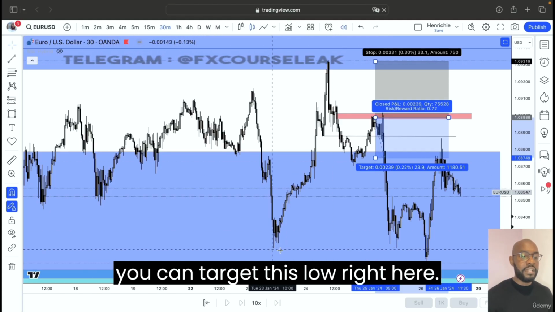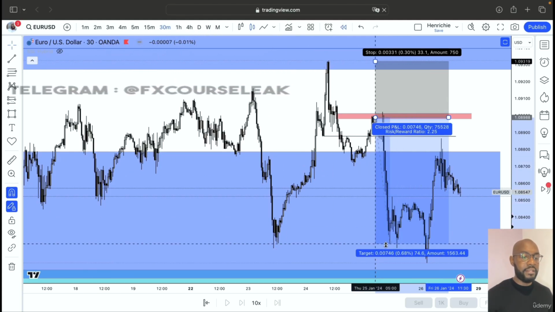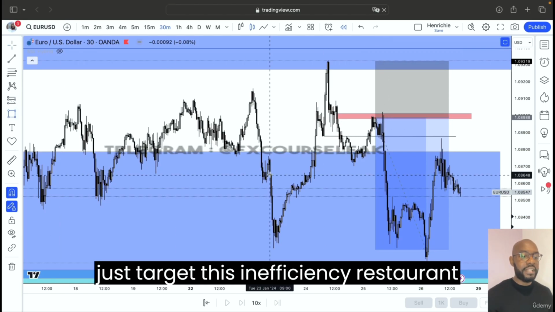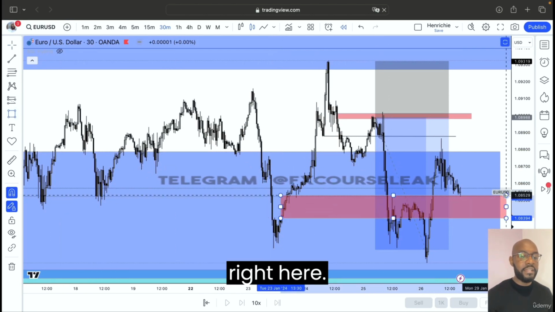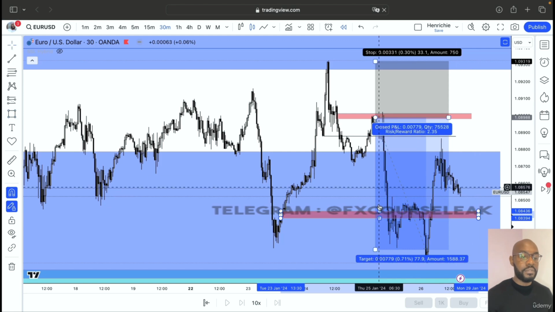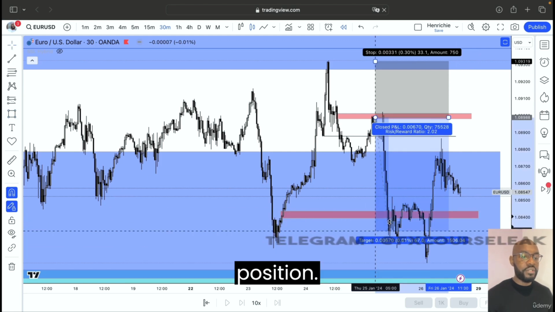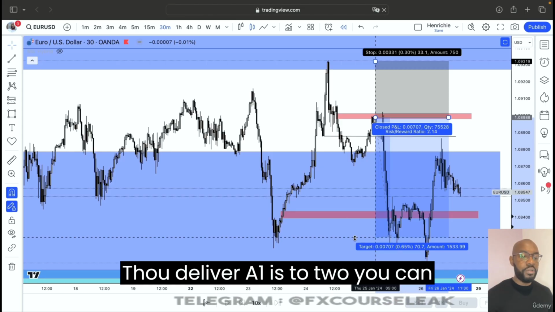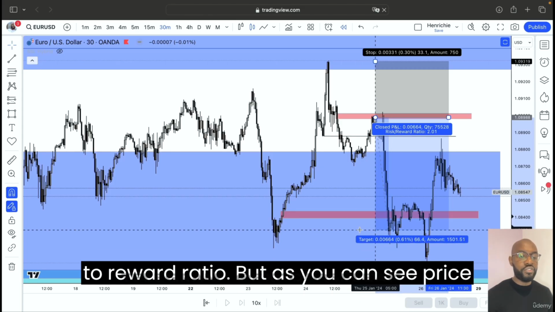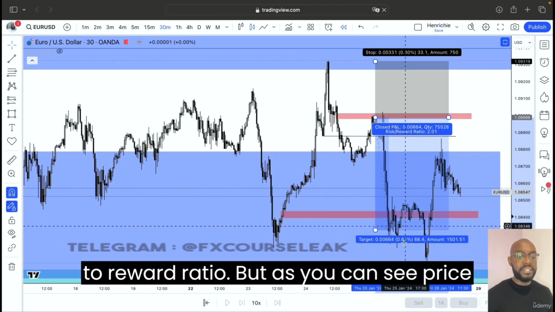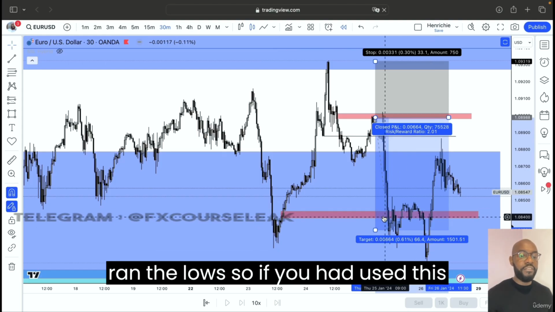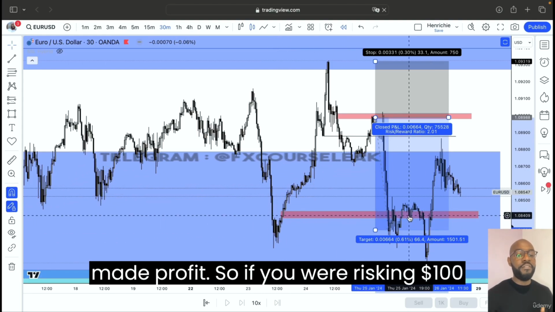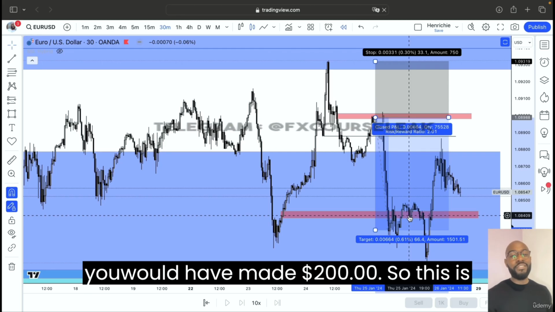And then you can target this low right here. And that is a 1:2. Or you can even just target this inefficiency resting right here. And that will be your take profit position. That will deliver a 1:2. You can basically just take a 1:2 risk to reward ratio. But as you can see, price ran the lows. So if you had used this inefficiency or this low, you would have made profit. So if you were risking $100, you would have made $200.